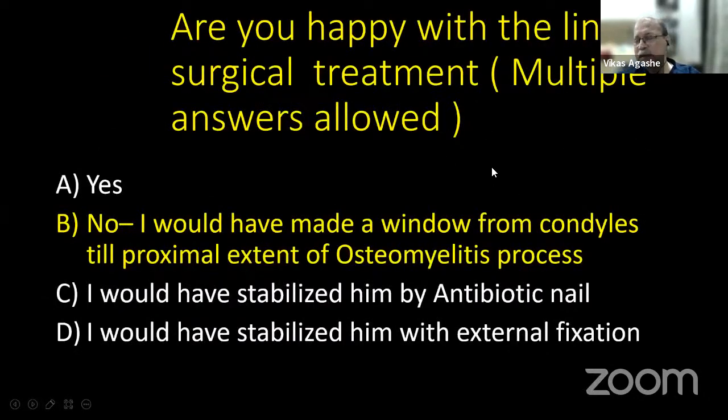So now is a dilemma or question to all of you. Are you happy with my surgical treatment? Are you or are you not happy? Can we have a show of hands?